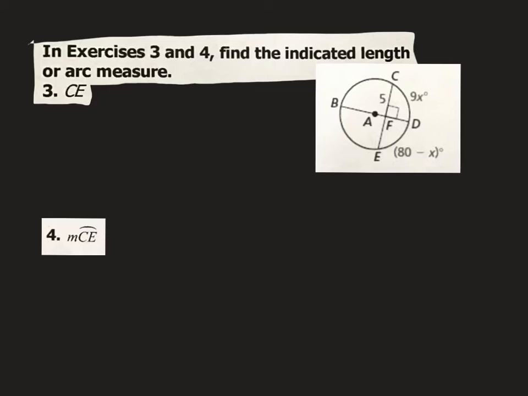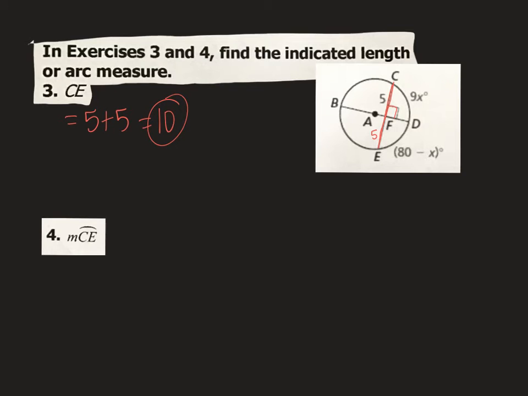So in 3 and 4, we're also using this same picture off to the right. So we want to find the length of CE first. So that's going to be this chord right here. Well, we know we have a diameter and we have a right angle, so it's going to bisect that. So if CF is 5, then FE is 5, which means CE is 5 plus 5, or 10.